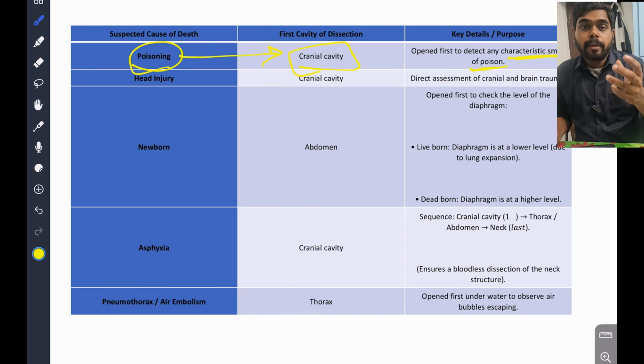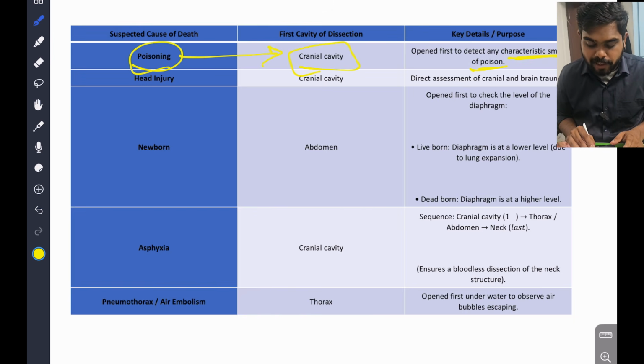So in the poisoning chapter, there are some smells, like a garlicky smell, a pungent smell, an ammonia or fish smell. If you open the cranial cavity, this smell can be examined first from there. So in poisoning, we will open the cranial cavity.